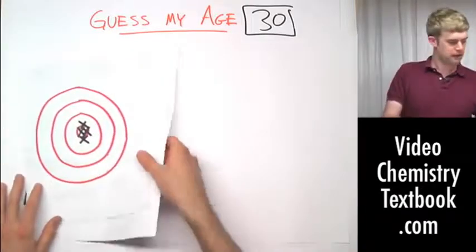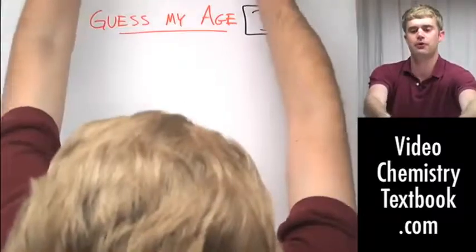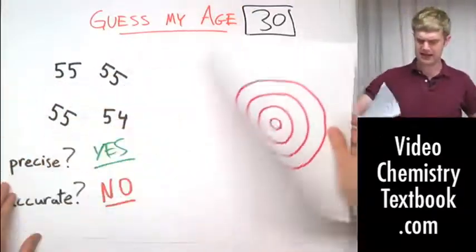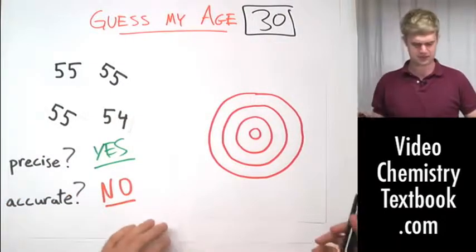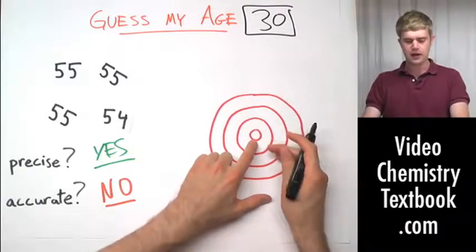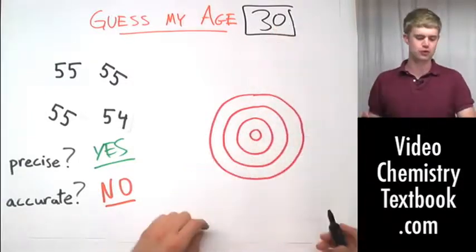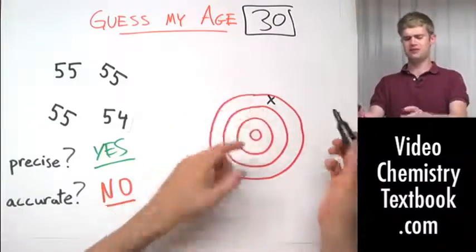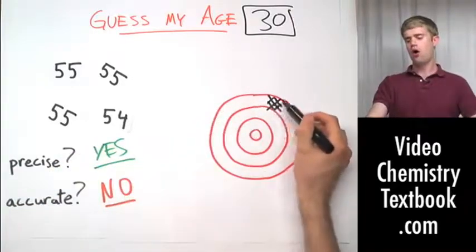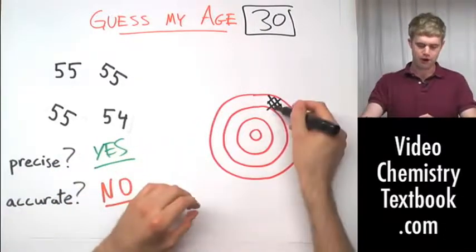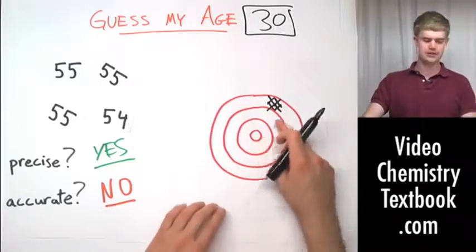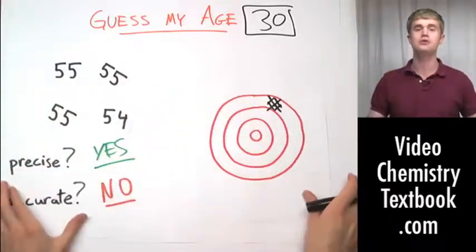So now let's take a look at an example that is precise, but it's not accurate. This was the one where everybody guessed that this guy was in his mid-50s, okay? So if the target is the actual age, these guys are way off here, like maybe this is 55, but they're all very close together. So all of our hits are going to be far away from the target, but close together. So here we have accurate, no, nowhere near the center, but precise, yes, because they're all together.